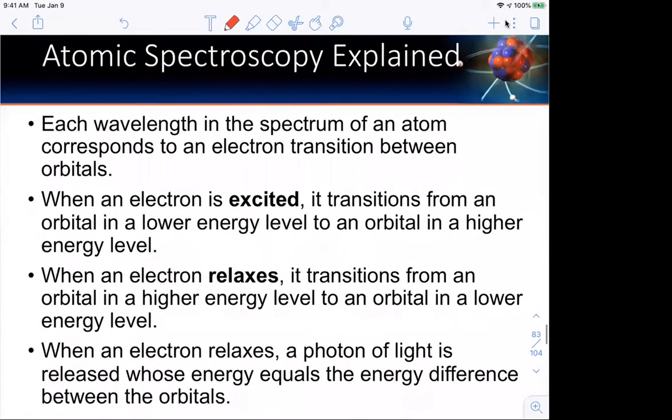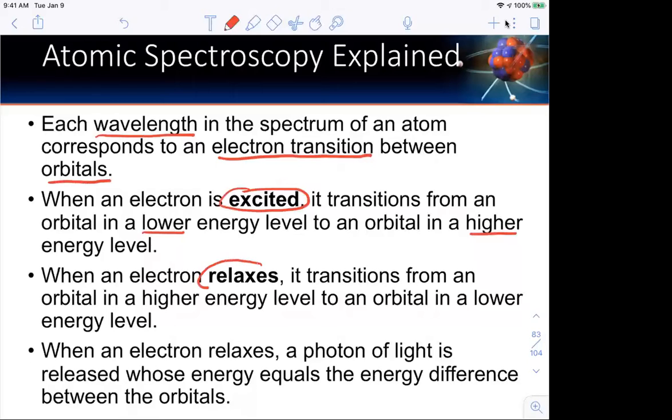Now, how does this all explain atomic spectroscopy? Each wavelength in the spectrum of an atom corresponds to an energy transition between orbitals. When an electron is excited, it's going to transition from a lower energy to a higher energy. It's absorbing energy. My higher level orbitals are going to be higher in energy.